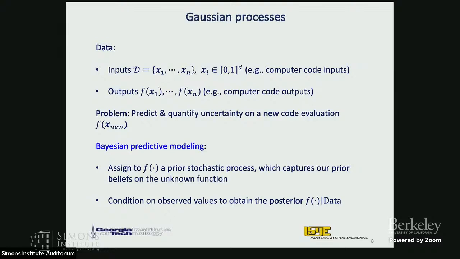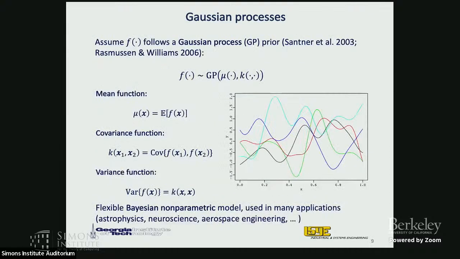What we do, and this is standard at this moment, is that we assign to F, which is unknown, a prior stochastic process. It can capture our prior belief on the unknown function. Then, conditioning on whatever data we have, we can calculate the posterior, and that will give us a lot of things.